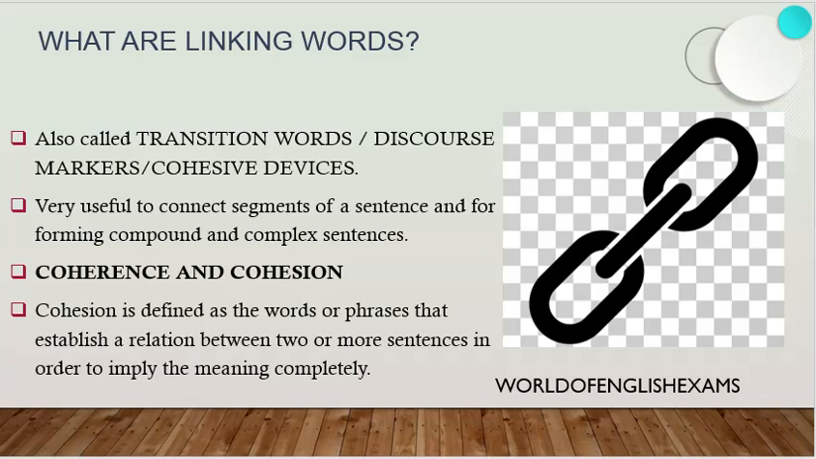Let me define cohesion. Coherence goes with generating ideas, whereas cohesion is defined as those words or phrases which must be used to establish a relation between two or more sentences in order to imply the meaning completely. So if you want to make a paragraph that is completely meaningful and carries a wealth of information, then definitely you need what are called linking words.